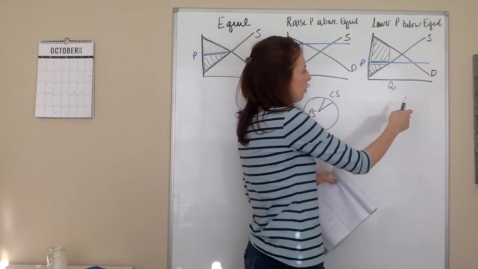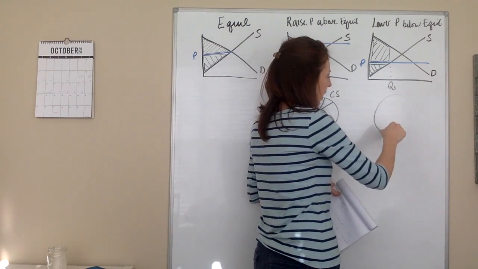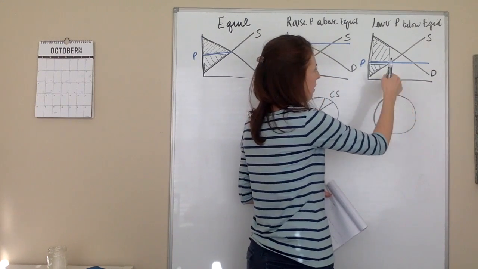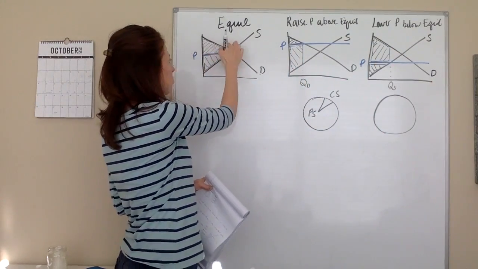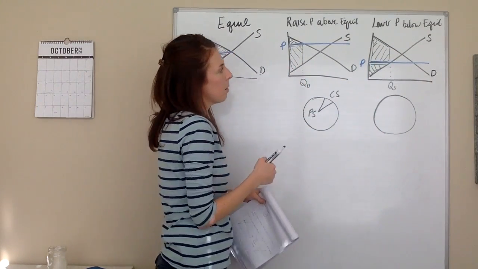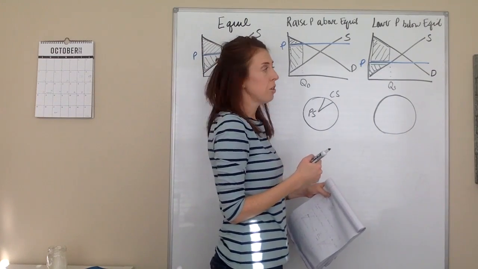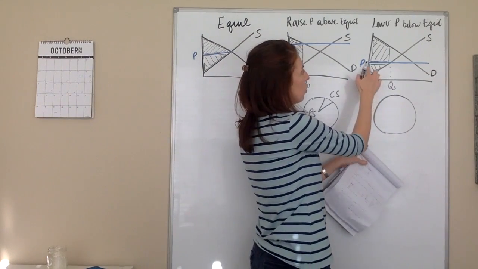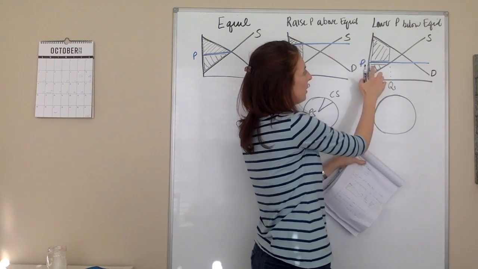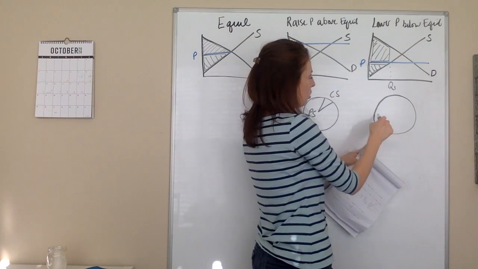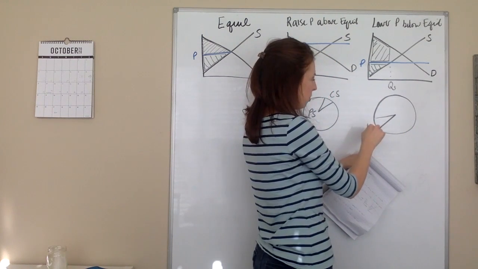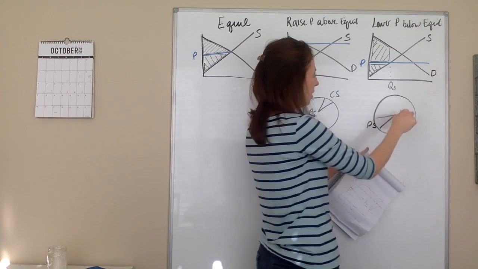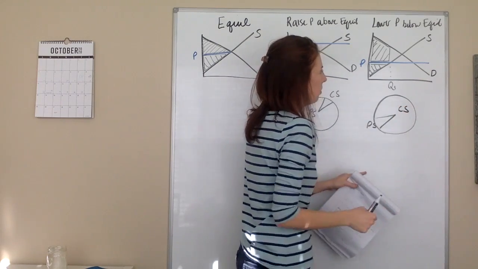Over in this setup, we also have a loss of efficiency because this whole shaded area is smaller than the whole shaded area originally. And we also have an equity issue here, but the equity issue is reversed. So in this setup, consumers do relatively better than producers. This would be a situation where the producer surplus is itty bitty and the consumer surplus is quite big.